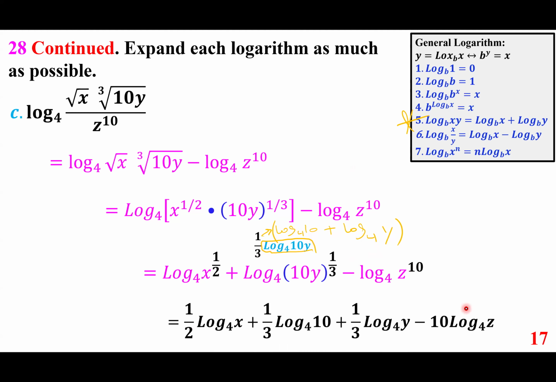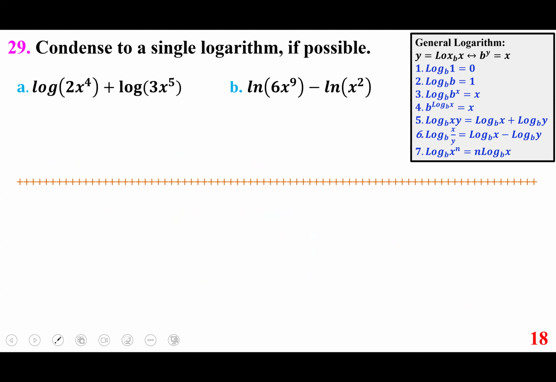Now, we expanded various examples here. Now we want to go back and condense to a single log, if possible. In other words, we moved from left to right. Now we want to move right to left. For example, this one, we are going to go with number 5 going this way. So it's log of 2x to the power 4 times 3x to the power 5. And all you have to do is multiply these two, get 6x to the power of 9. So log of 6x to the power 9.